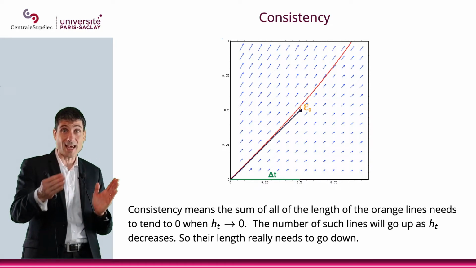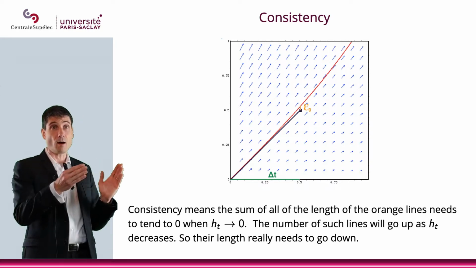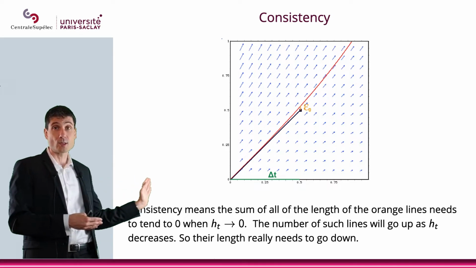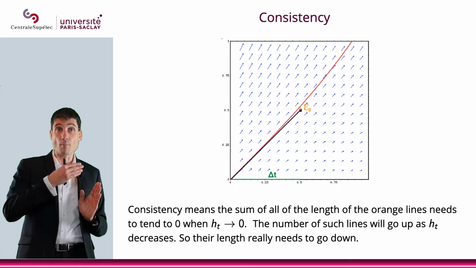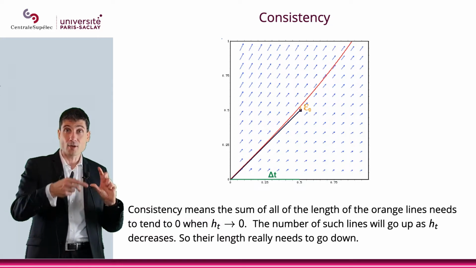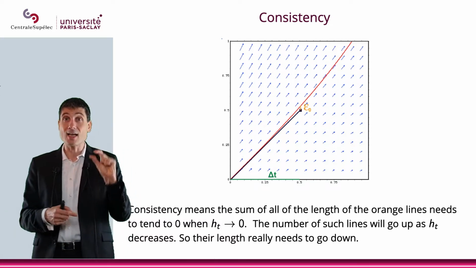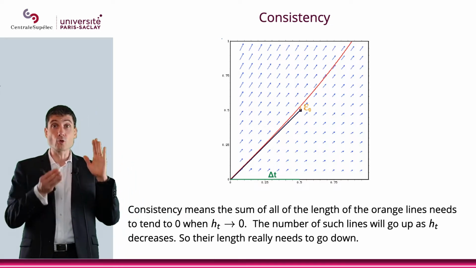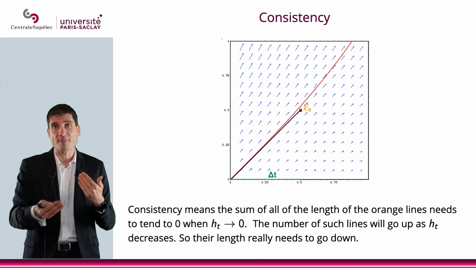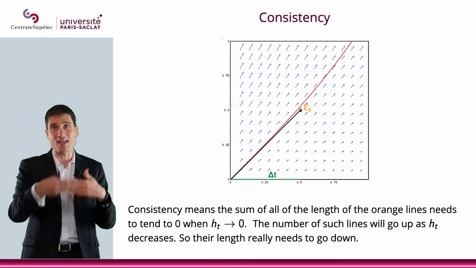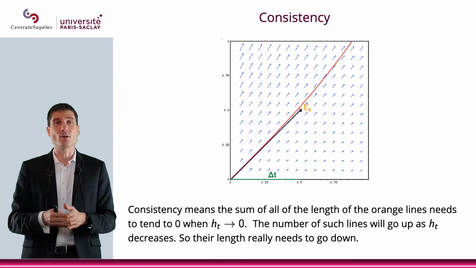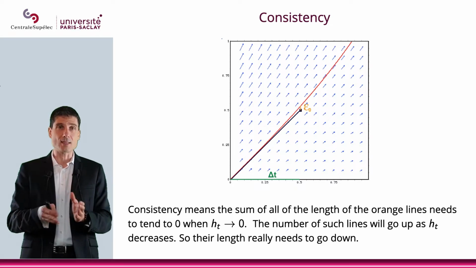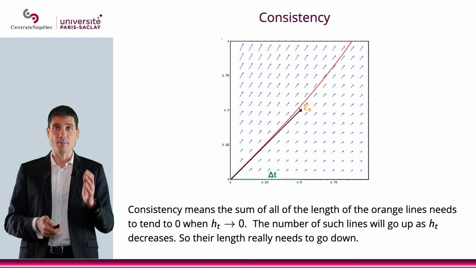I mean, if you reduce ht, obviously what's going to happen is that to get from 0 to 0.5, you're going to need more steps. So you're going to have more orange lines that will add up. So what you need is for these orange lines to go to 0 faster than the number of lines that are adding up and making the error accumulate. So that is what consistency means.